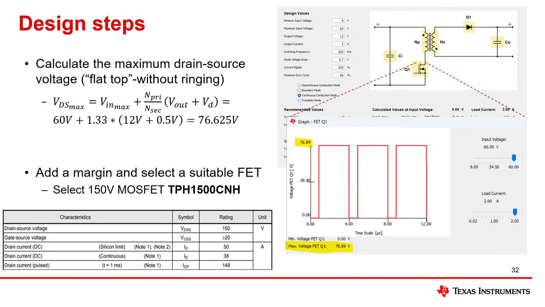As the next step, the maximum drain source voltage needs to be calculated. It is the input voltage plus the voltage that is reflected from the secondary to the primary side according to the turns ratio. In this case, we expect a maximum drain voltage of around 77 volts. We add some margin and choose a 150 volt rated FET. In the Power Stage Designer, the maximum FET voltage will be shown by clicking on the FET again.